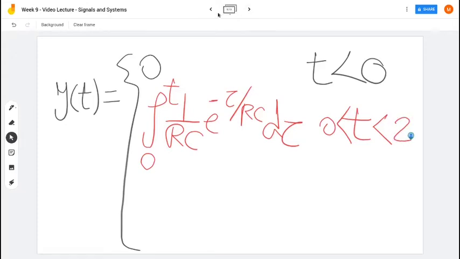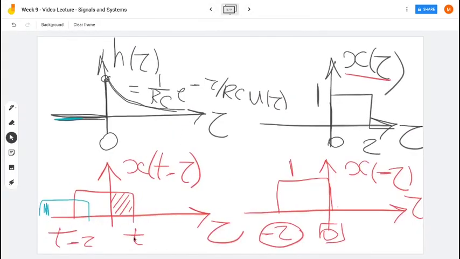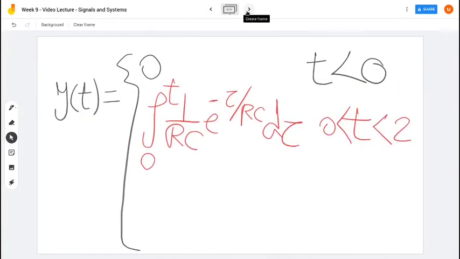Now, what would happen if t minus 2 becomes larger than 0? If t minus 2 becomes larger than 0, we will be getting this situation. The rectangular pulse will be like this. And the overlap would be from t minus 2 up to t. And in this case, the integration will be from t minus 2 up to t. So, if t minus 2 is larger than 0, in other words, if t is larger than 2, the situation would be like this.